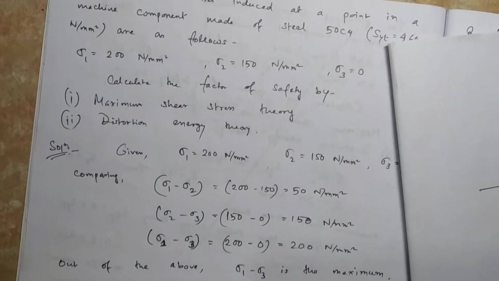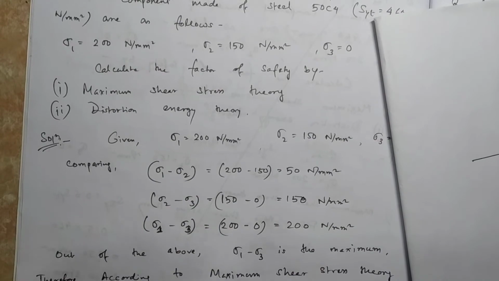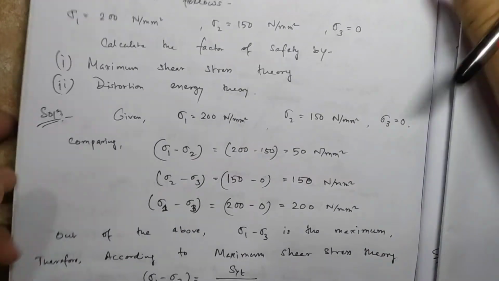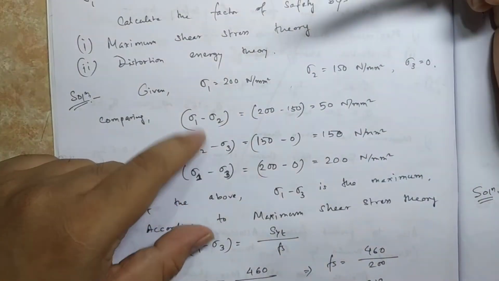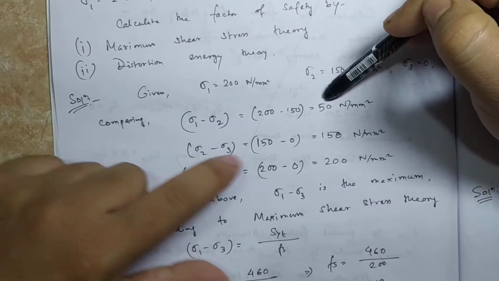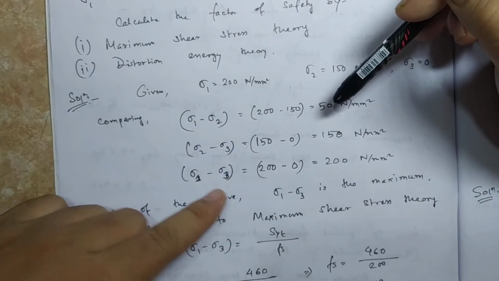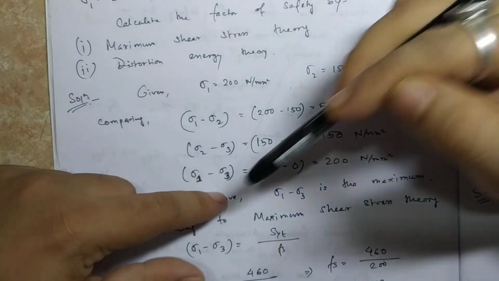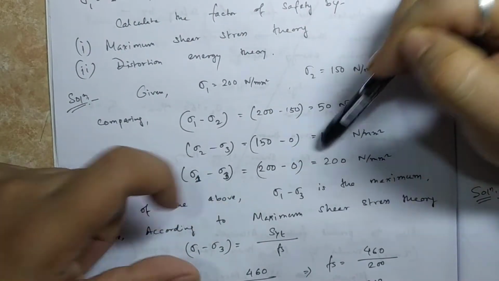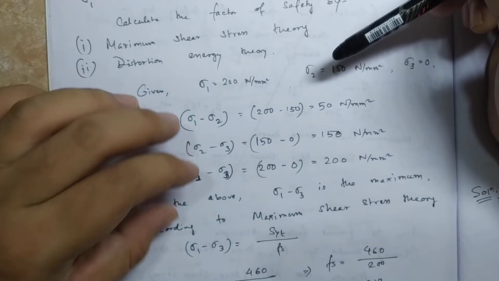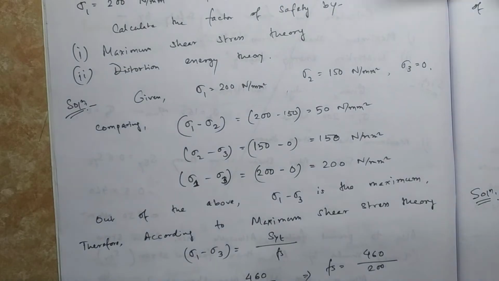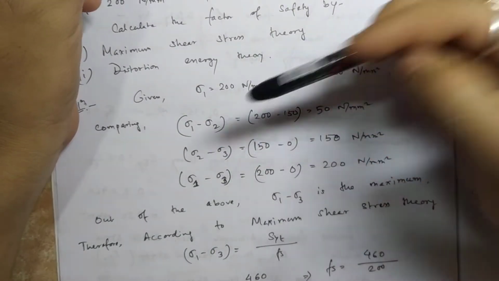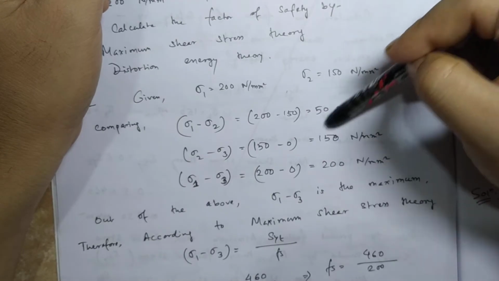So in this problem, find all the differences. Sigma 1 minus sigma 2 is 50, sigma 2 minus sigma 3 is 150 minus 0, and the last is sigma 3 minus sigma 1, which will be minus 200, but again I am telling you, you have to take the absolute values. You have to take the maximum of the differences, I mean the modulus of them.